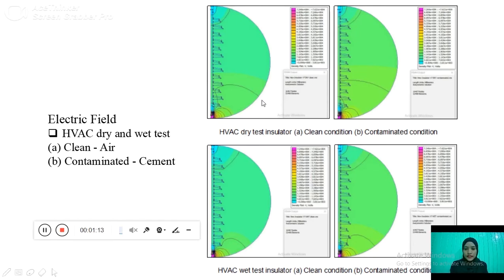The result for both dry and wet tests is a bit similar, from which we can conclude that the contaminated condition has a higher electric field than the clean one, and the contour for the contaminant is more than the clean condition.